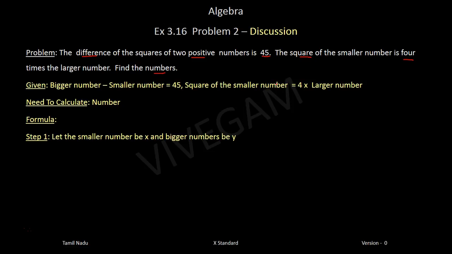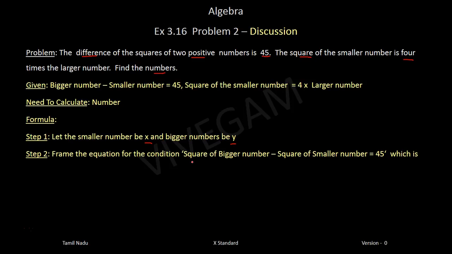Next, let the smaller number be x and the bigger number be y. Now let's form the first condition. What is the first condition? Square of the bigger number minus square of the smaller number is 45. What is the bigger number here? y. The smaller number is x. The square of the bigger number is y square, the square of the smaller number is x square. Difference means subtraction, so you get the condition y square minus x square equal to 45.